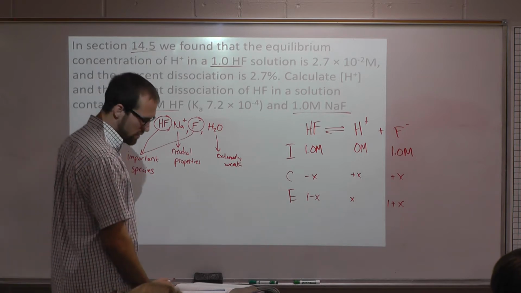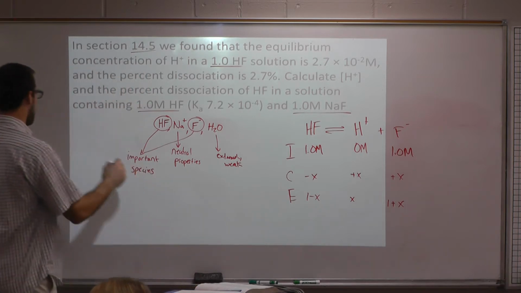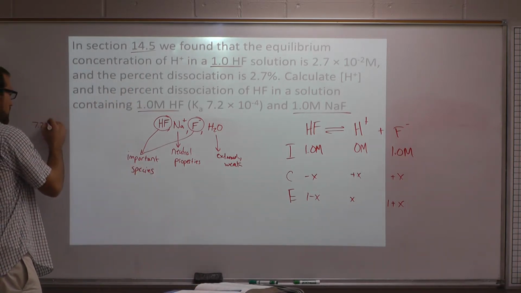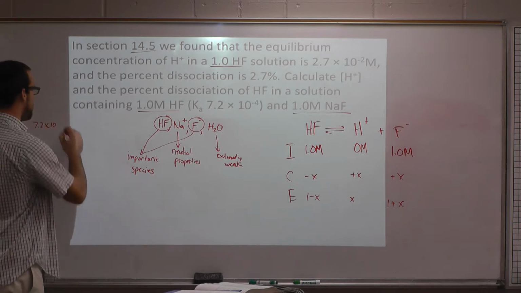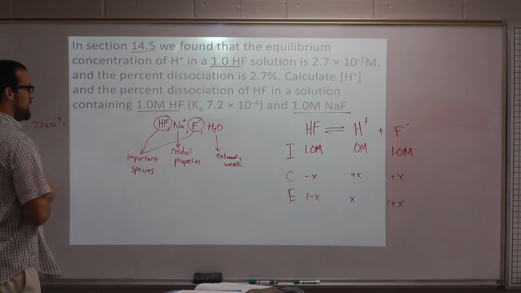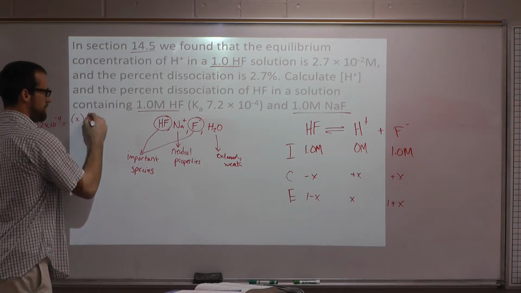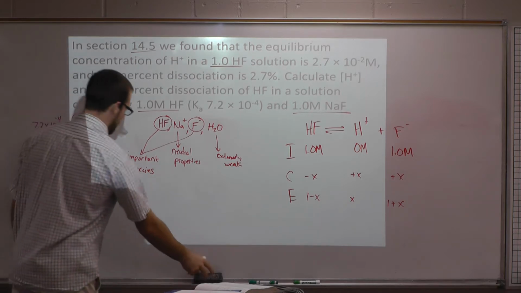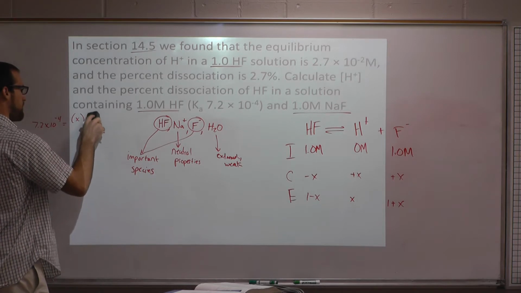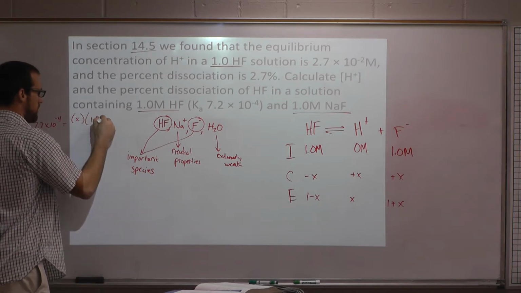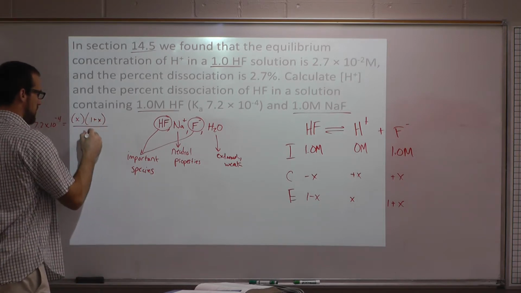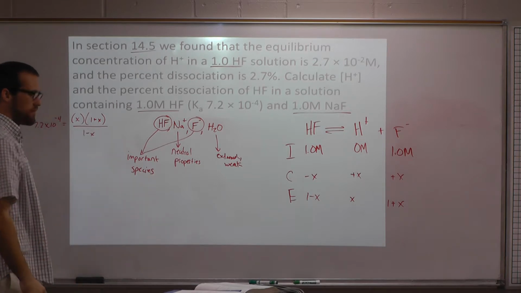Okay, put it into the equilibrium expression. What are we going to do here? Our Ka value, and then products over reactants. We got X, one plus X, and 1 minus X.